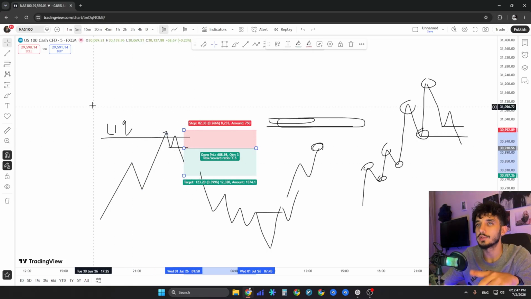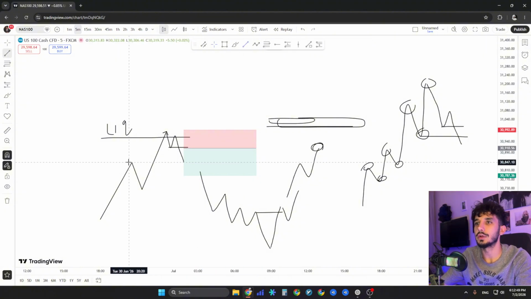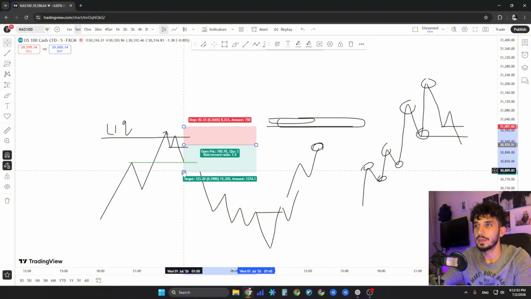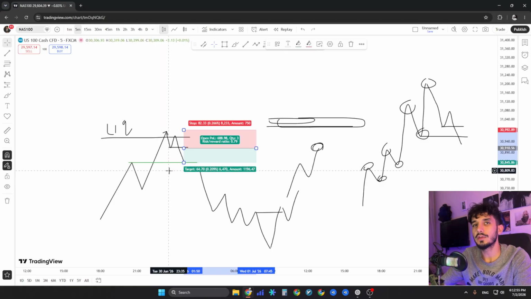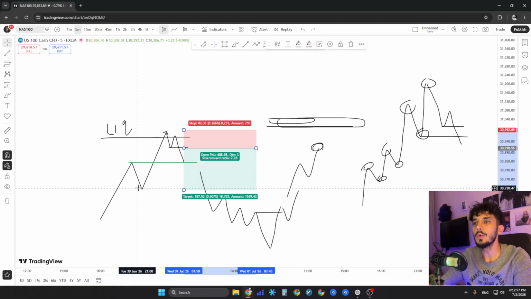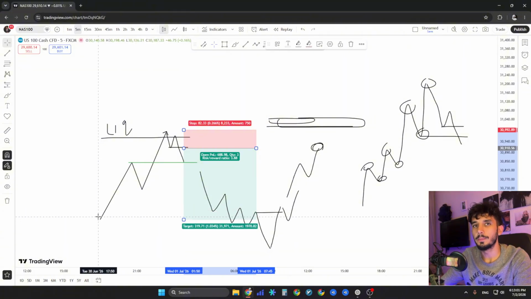What about targets? We have 3 targets here. First is this. See, this is our first target. The second one is this low, and the third one is the main low.